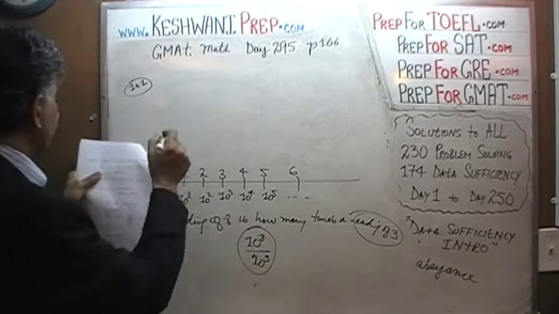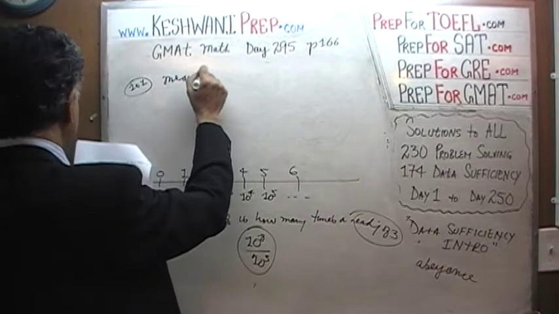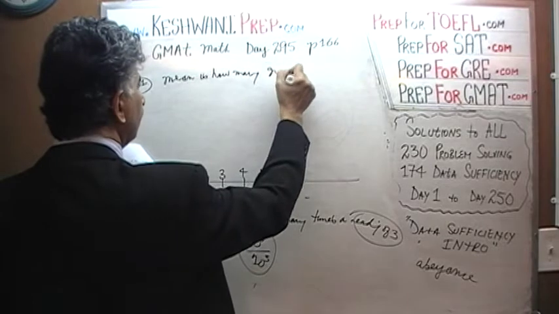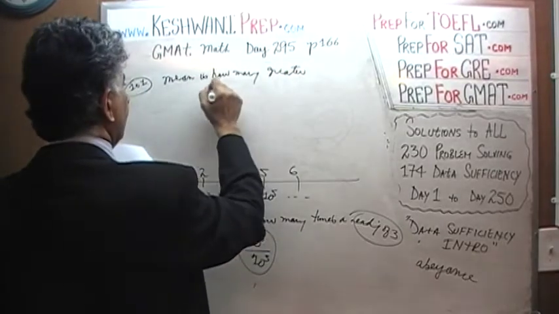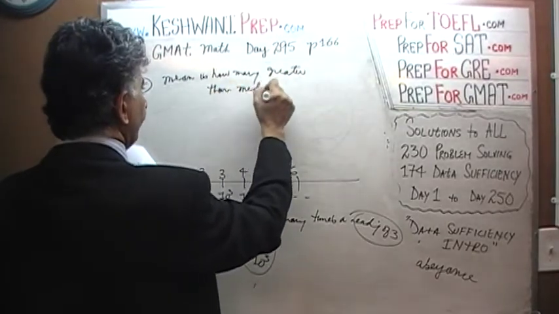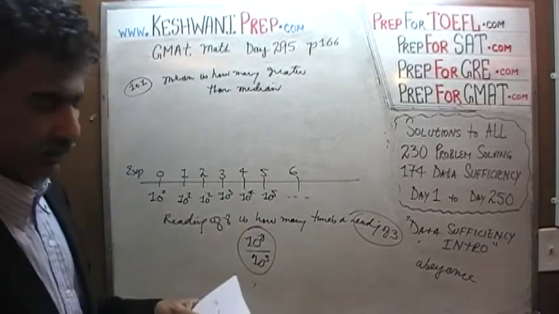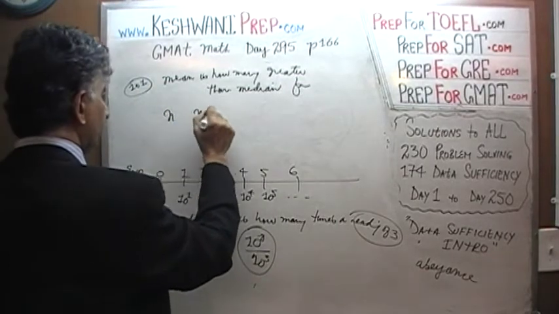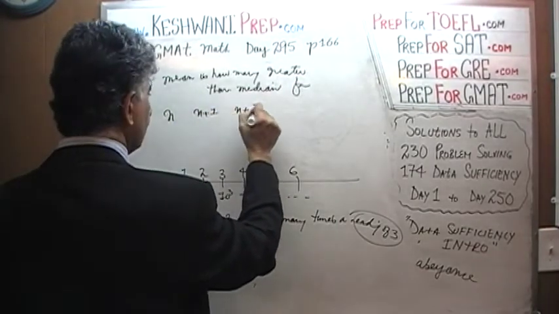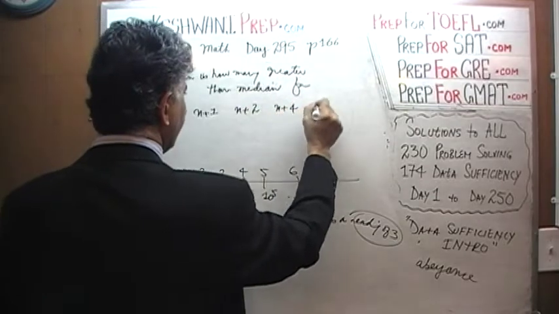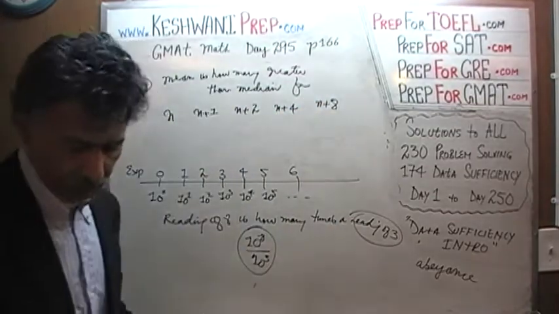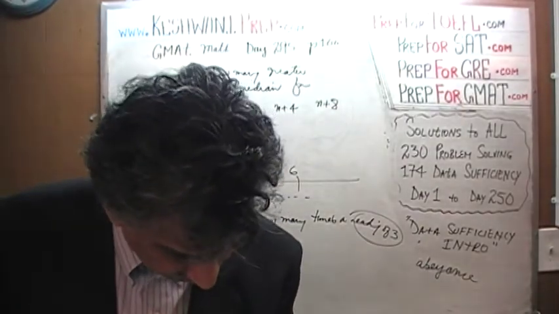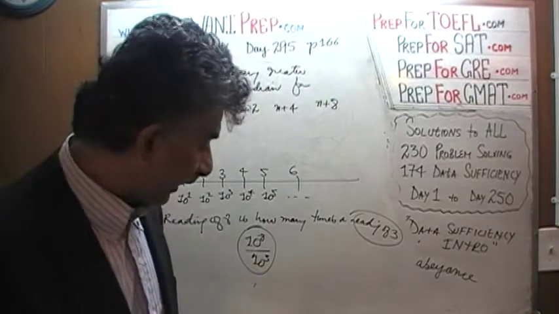Number 101. In 101, they're telling us: the mean is how many times greater than the median for the following quantities: n plus 1, n plus 2, n plus 4, and n plus 8. Well, first, I want to make sure that this is how it is laid out in the book, and this is not how I did it. That's exactly how it is laid out in the problem itself.